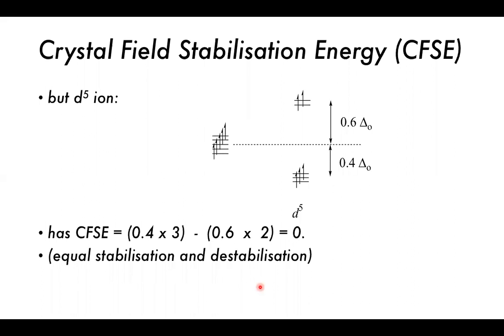The d5 ion, however, has no crystal field stabilization. This is the high spin case where we have 5 unpaired electrons. If we calculate the crystal field stabilization energy, we see that it's 0.4 times 3, these 3 electrons here, minus 0.6 times 2, which are these 2, giving a total of 0. So 0.4 times 3 is 1.2, 0.6 times 2 is 1.2, and 1.2 minus 1.2 gives us 0. So there's equal stabilization and destabilization, so there is no crystal field stabilization energy. It is not stabilized compared to the spherical case.